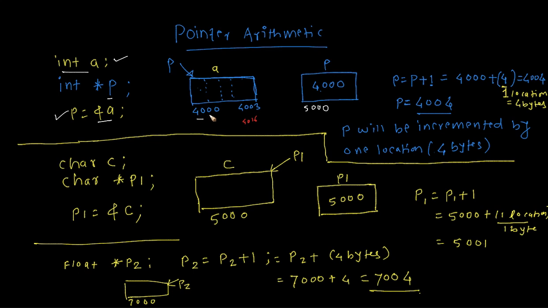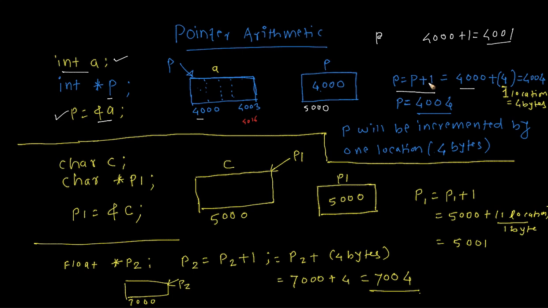Address of A means base address of A. Now, when I increment P by 1, that is P equals P plus 1, what is P? P is 4000. But I'm not adding integer 1 to this 4000. It is not becoming 4000 plus 1 equals 4001. It's not like that. We are incrementing P by the size of the location to which P is pointing.